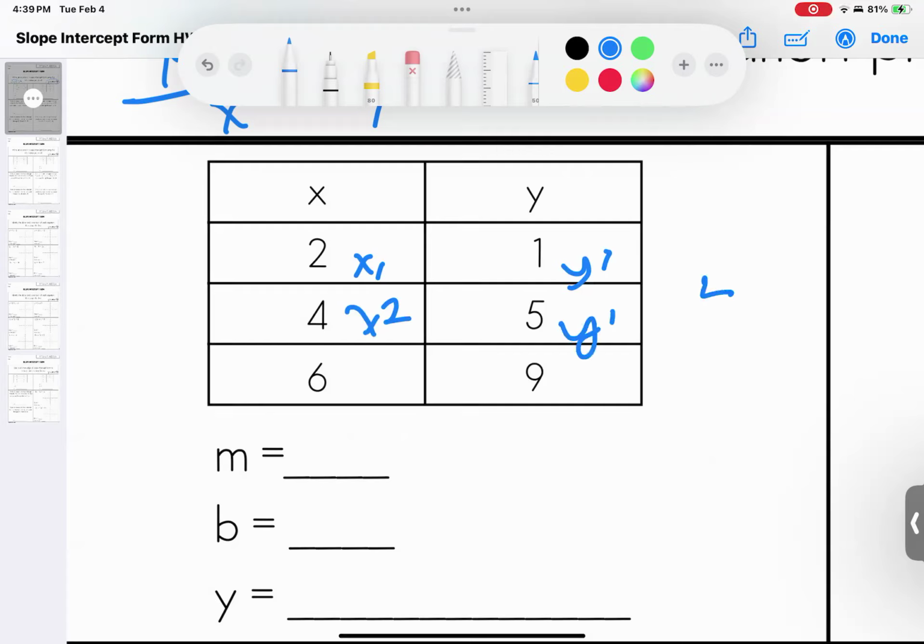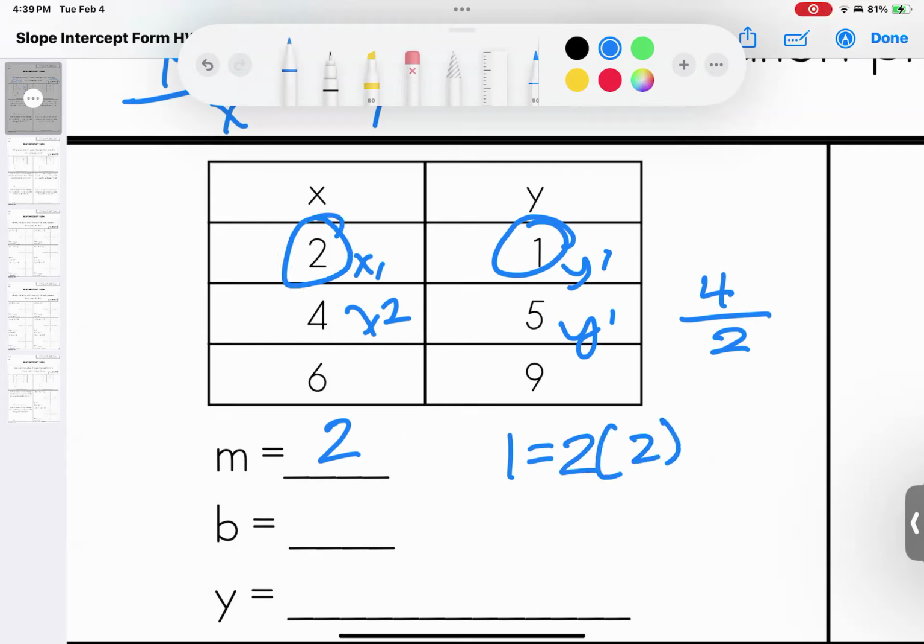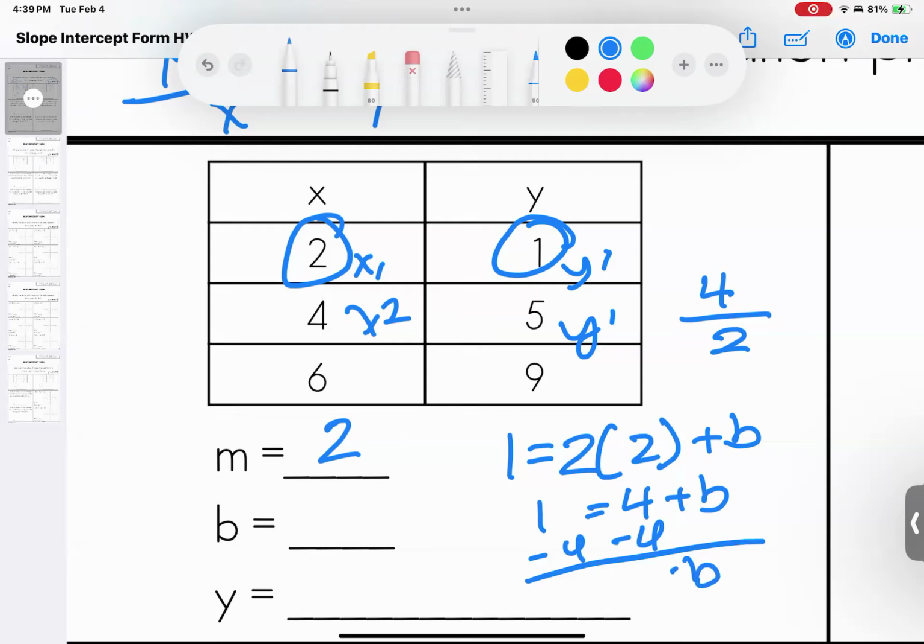5 minus 1 is 4. 4 minus 2 is 2. 4 divided by 2 gives us an m of 2, or a slope of 2. Y equals mx plus b. 2 times 2 is 4. Minus 4, minus 4. B is equal to -3.